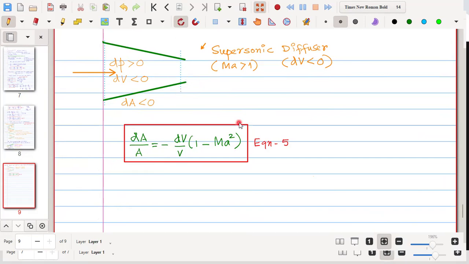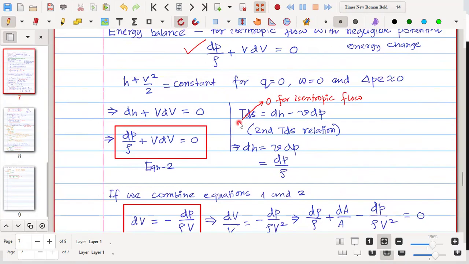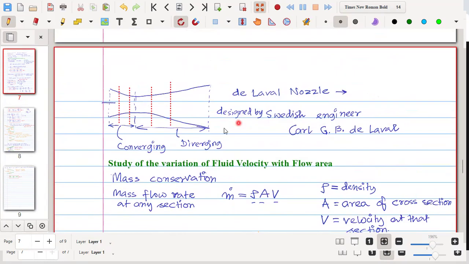So let me just recapitulate whatever I have discussed today. Today I have started discussing the one-dimensional isentropic flow. We have different variations of area, and accordingly we have different names for those variations. As area decreases, we call it a converging duct. If area increases, then we call it a diverging duct. And if we have a combination of initially decreasing and then increasing, we call it a converging diverging duct. So this converging diverging duct is called the De Laval nozzle.